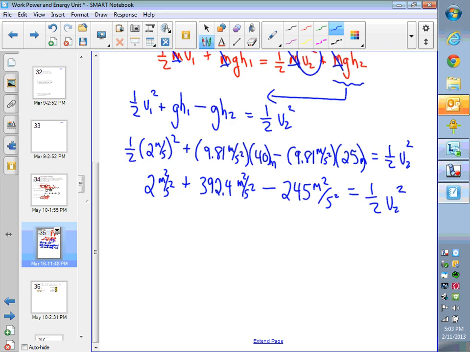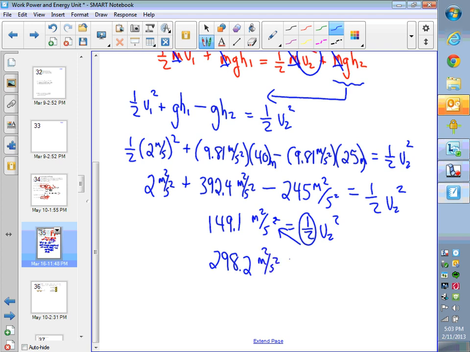Extend our page a bit. So if we work all this side out here, you'll get 149.1 meters squared per second squared. And that's equal to 1/2 velocity 2 squared. So we'll get rid of this 1/2. The 2 will come up and double. So now you will get 298.2 meters squared per second squared. That's equal to V2 squared. Square root both sides, and you get 17 meters per second as your second velocity.